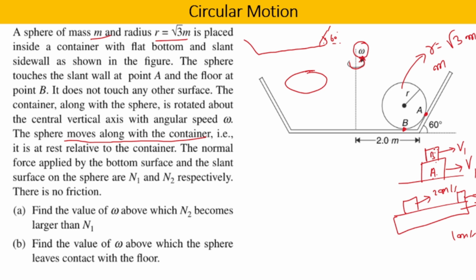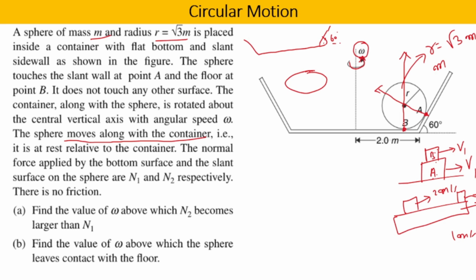ठीक है. Now let's talk about N1 and N2. The normal force applied by the bottom surface is N1 and that by the slanted surface is N2. So you already know the logic of how we apply normal reaction force. That we apply along the direction perpendicular to the surface at the point of contact. So at B, perpendicular to the surface क्या होगा? It will be along the normal, है ना? So it will be this, and at this point again perpendicular to the surface will be along the normal.